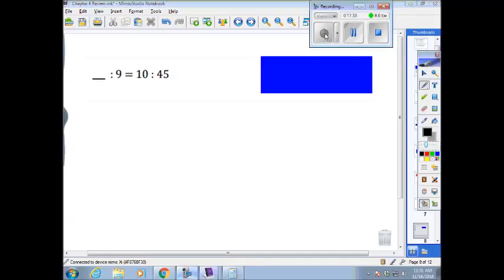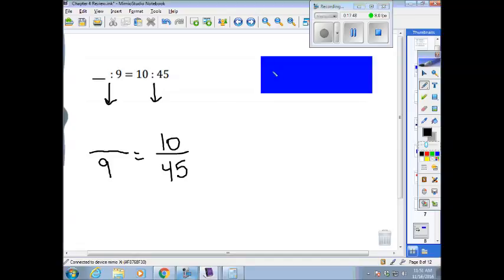Go ahead and do this one. What did I ask you guys to do on this question? Yes? Put them in fraction form. So basically rewrite each of these ratios in fraction form. So it would look like this. It's easier to see when you do it like this. You have to trust us on this. It's so much easier to see it.